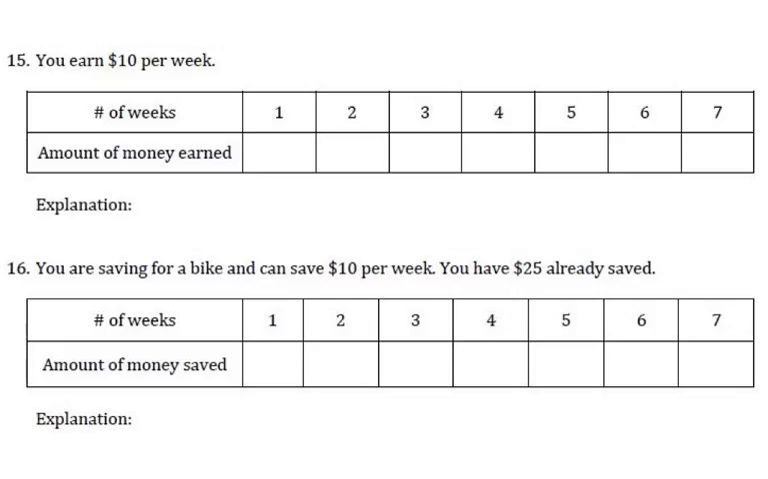Alright, so 15 and 16, you earn $10 per week. So kind of a simple one to start, but where did we start with? You started with no money earned, 0 weeks. Every week, what are you doing? Adding 10. So you just follow that pattern. 16, you are saving for a bike and can save $10 per week. You have 25 already saved. So I think you guys should be good enough. They've already told you the two groups. Find that pattern, 10 per week. Where did you start? 25. Finish that table.